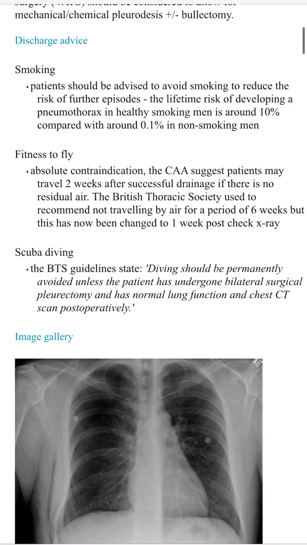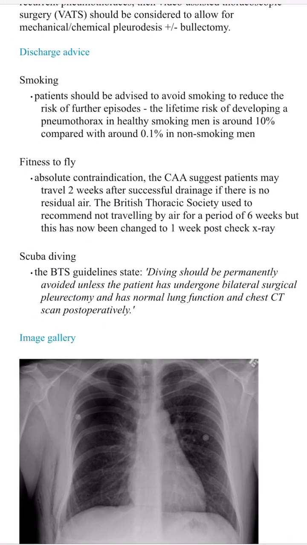So discharge advice: if the patient is smoking, then the patient should be advised to avoid smoking to reduce the risk of further episodes. The lifetime risk of developing a pneumothorax in healthy smoking men is around 10% compared with around 0.1% in non-smoking men. And what about fitness to fly? It's an absolute contraindication. The CAA suggests patients may travel 2 weeks after successful drainage if there is no residual air. The British Thoracic Society used to recommend not traveling by air for 6 weeks, but this has now been changed to 1 week post-check X-ray.